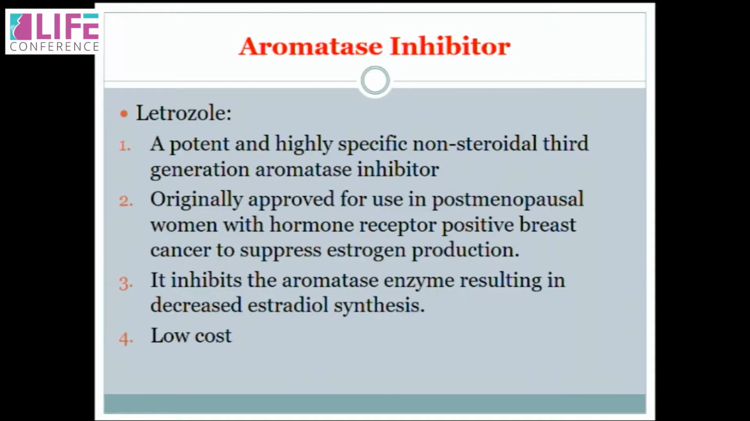Letrozole is one of the aromatase inhibitors, the one that is mostly used in infertility. This is a potent and highly specific non-steroidal third generation aromatase inhibitor, originally approved for use in postmenopausal women with hormone receptor positive breast cancer. Whenever I prescribe it, we need special permission to prescribe this drug in Israel, so I have to tell them, if you Google that, you see breast cancer, so don't worry that you have a concealed breast cancer, we just use it off-label for fertility. It inhibits the aromatase, of course, and it's very cheap.